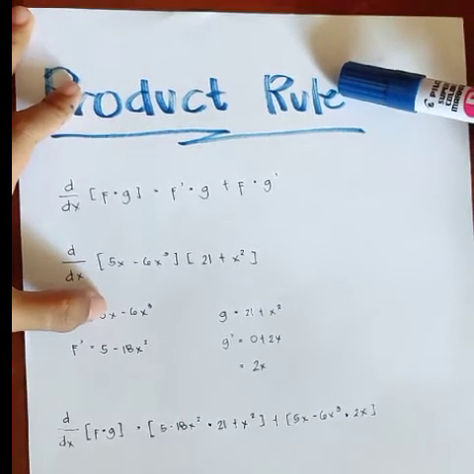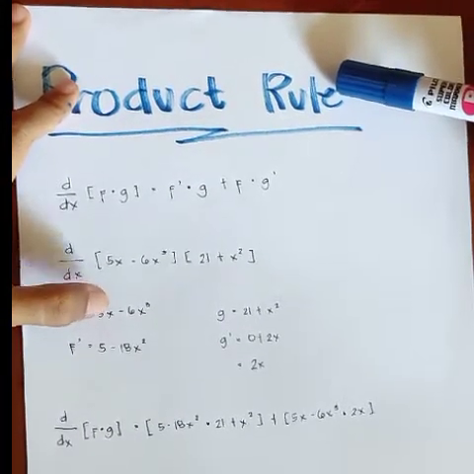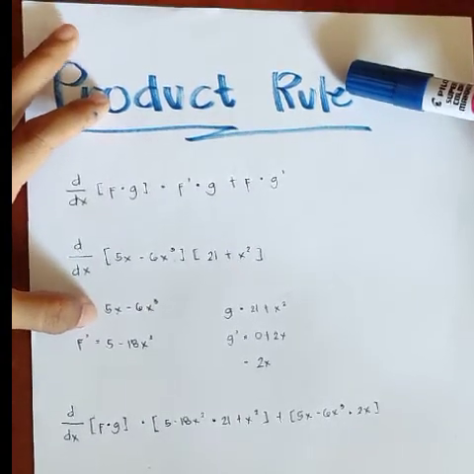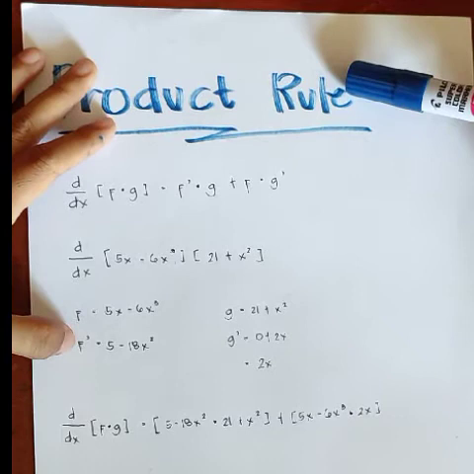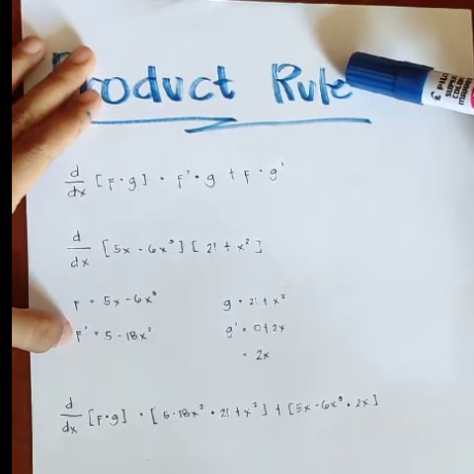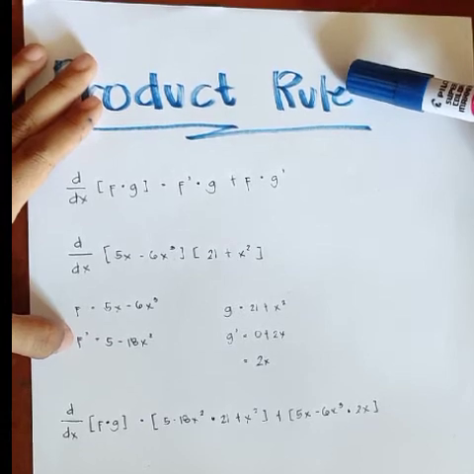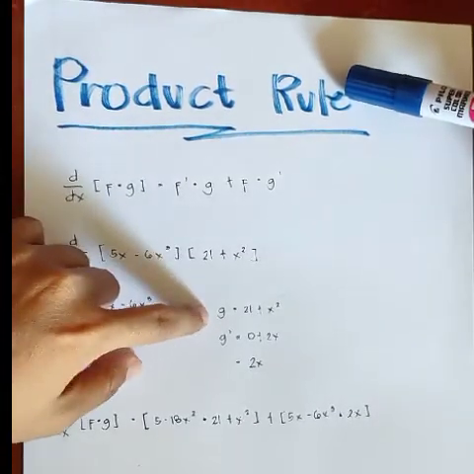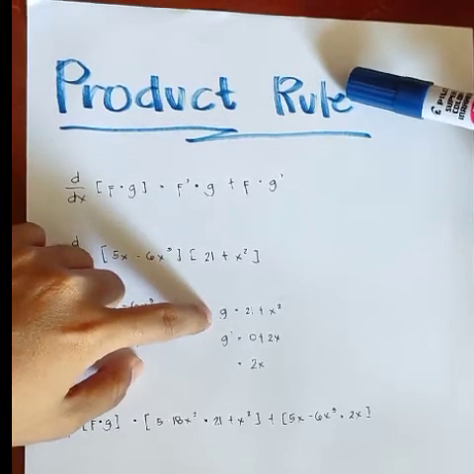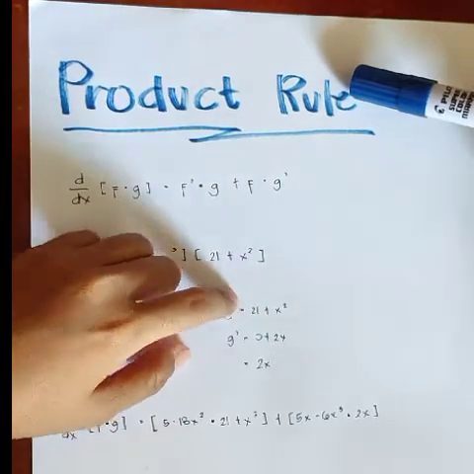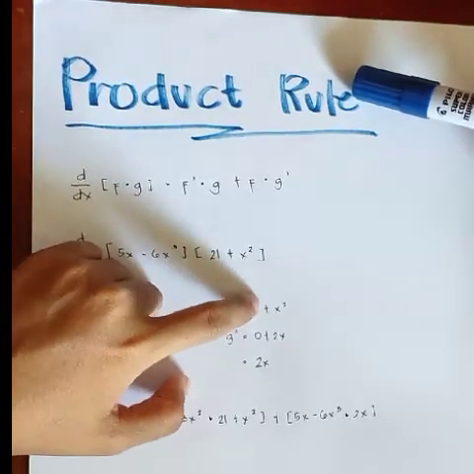5x minus 6x cubed using power rule. So it will come up into f prime is equal to 5 minus 18x squared. So let's proceed to our function g. G is equal to 21 plus x squared. So there is a constant, so we will use the constant rule for this.